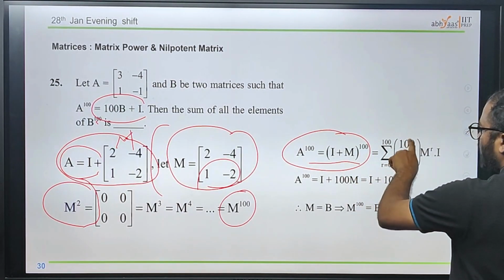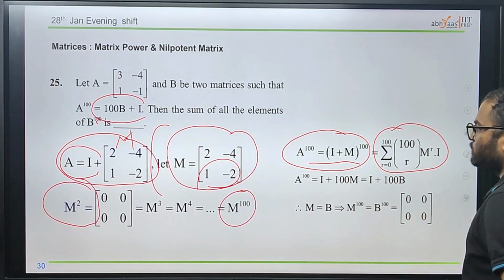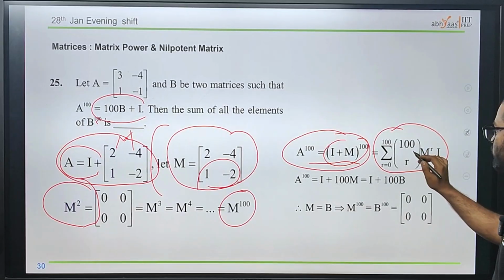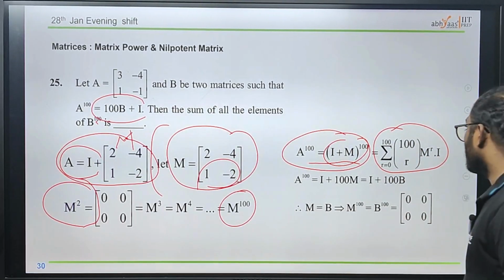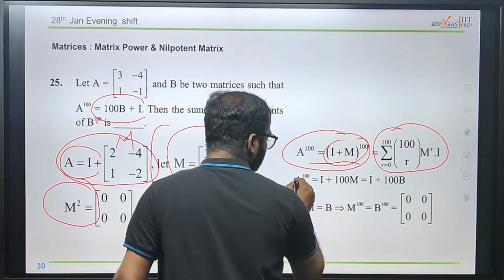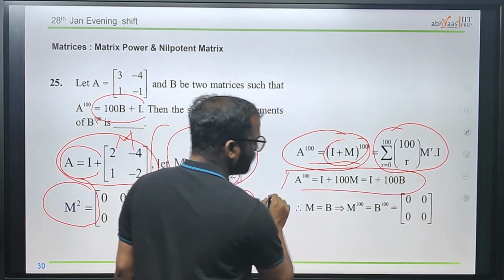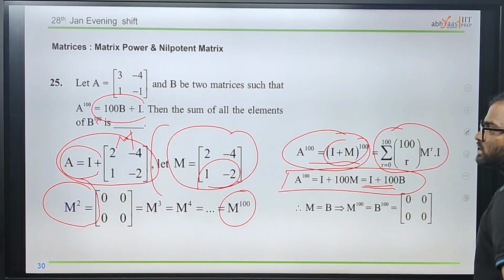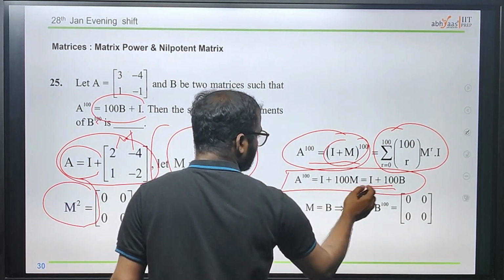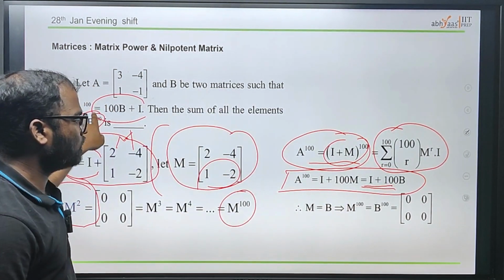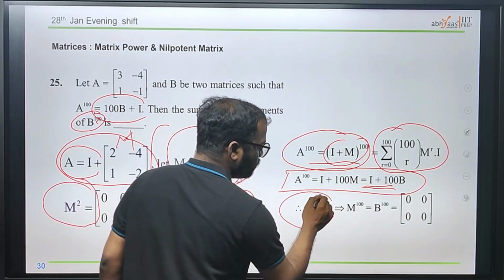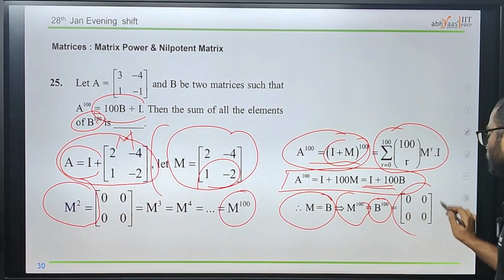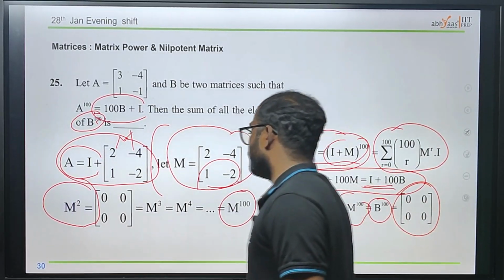Taking the summation of I plus M using the binomial expansion, 100 C r times M power r times I, we can solve this, giving A power 100 is equal to I plus 100M, which is I plus 100B, which equals 100B. Now we can see that we have to find B power 100. Therefore, since B is M, B power 100 is M power 100, which will be nilpotent, that is nothing but the null matrix.